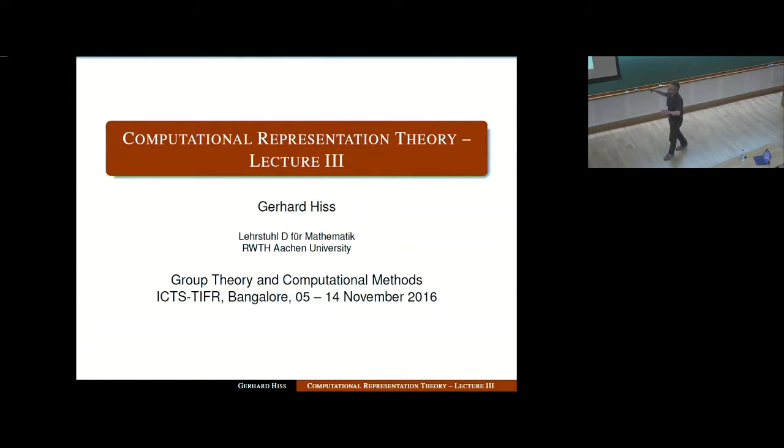But the computations were all with characters, so with functions or class functions defined on the group and with values in the complex numbers, or rather in a finite extension of Q, a cyclotomic extension of Q. Today, I'm starting 2 or 3 lectures, which will tell you how to compute really with representations themselves.